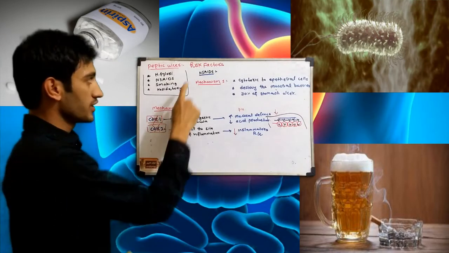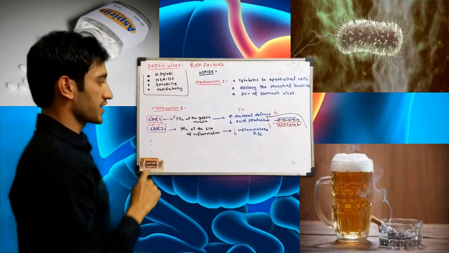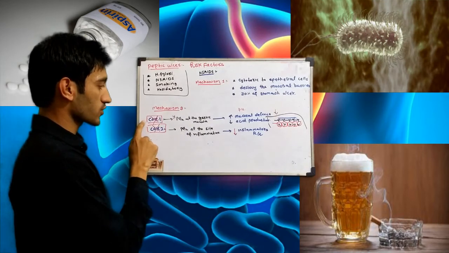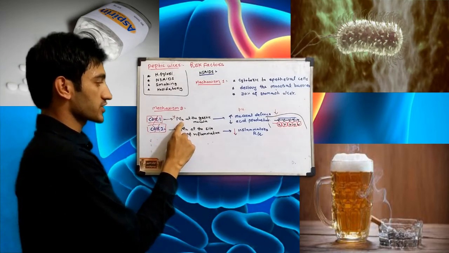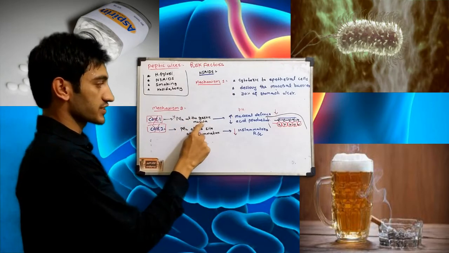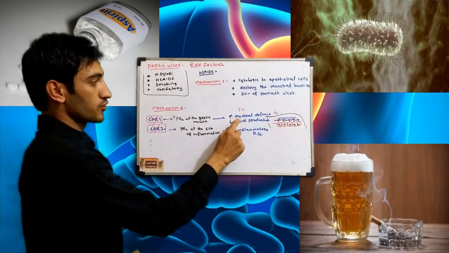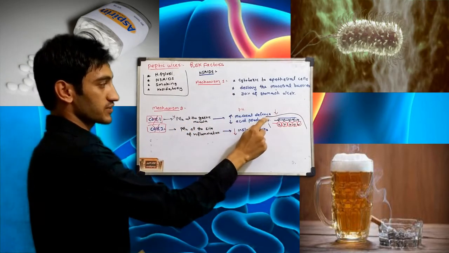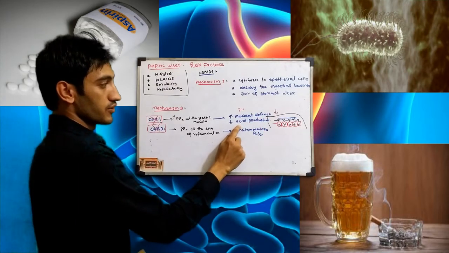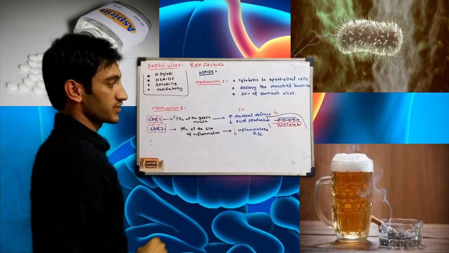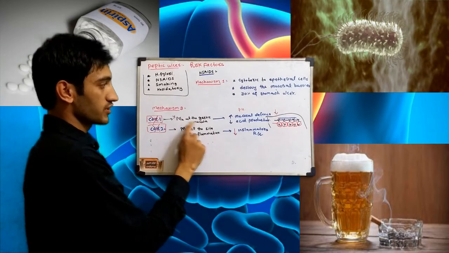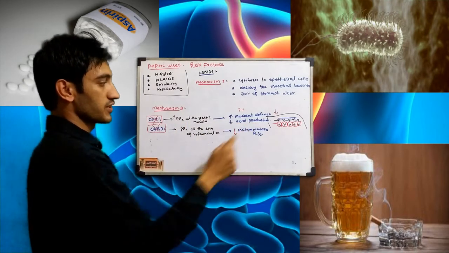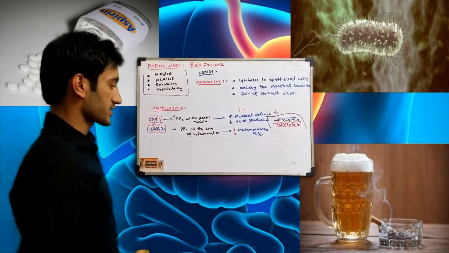Mechanism number 2: the non-selective NSAIDs will block both the enzymes COX-1 and COX-2. So when COX-1 is blocked, there will be no production of prostaglandins at the gastric mucosa. So there will be a decrease in the mucosal defense, and as the inhibitor is not produced here, there will be acid production and it will lead to peptic ulcer.